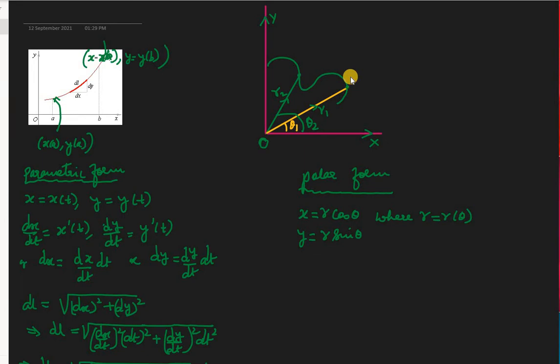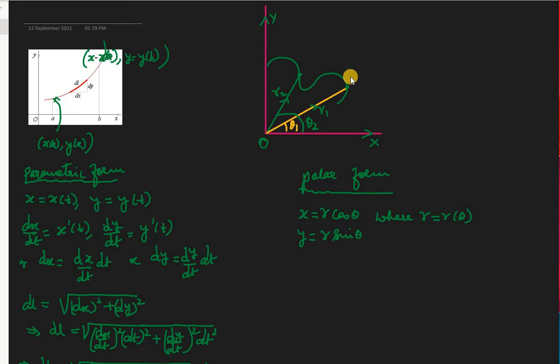From here to here. So the radius from the origin to this point is given to be r1, and from the origin to this point is r2, where r1 and r2 depend on the change of the angle made by this vector with respect to the x-axis. When the radius vector is r2, the angle made is theta 2, and when it is r1, the angle made by this vector with respect to the x-axis is theta 1. So let us see what will be the arc length from this point to this point, that means from theta 1 to theta 2.